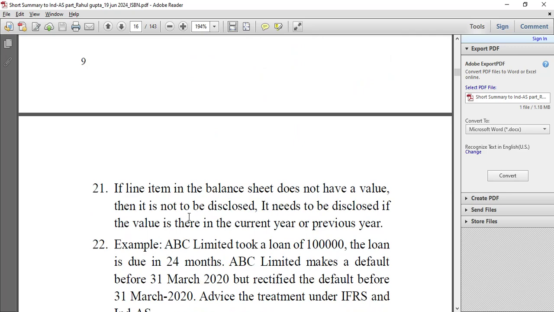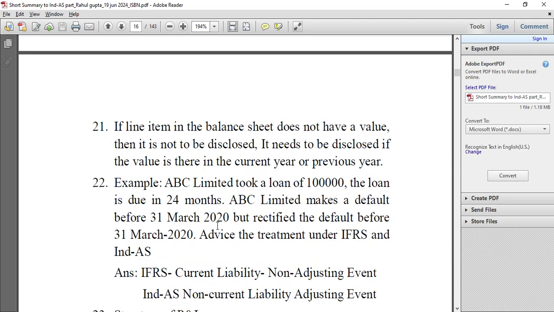If a line item in the balance sheet does not have a value, then it is not to be disclosed. It needs to be disclosed as a value in the current year or the previous year. ABC Limited took a loan of rupees 1 lakh. The loan is due in 24 months. ABC Limited makes a default before 31st March 2020, but they rectified the default before 31st March 2020.